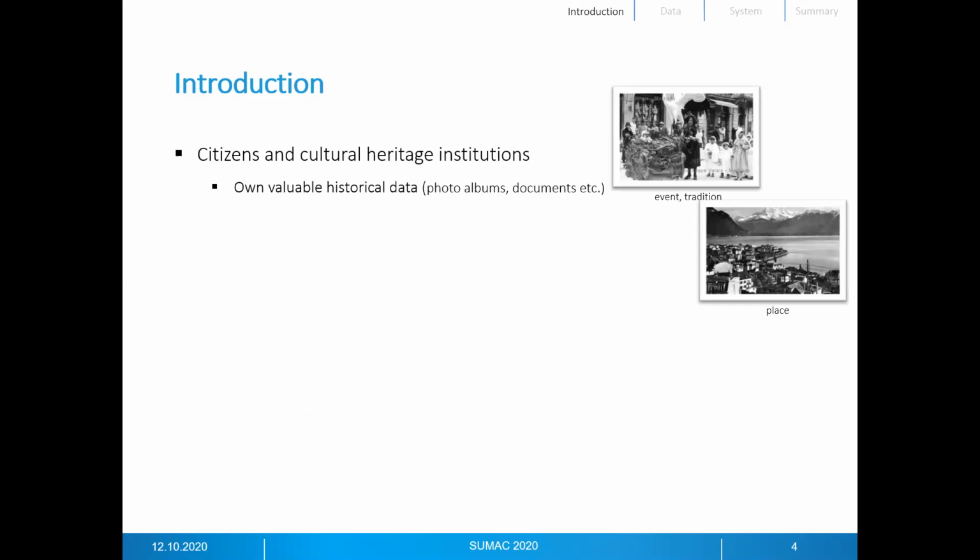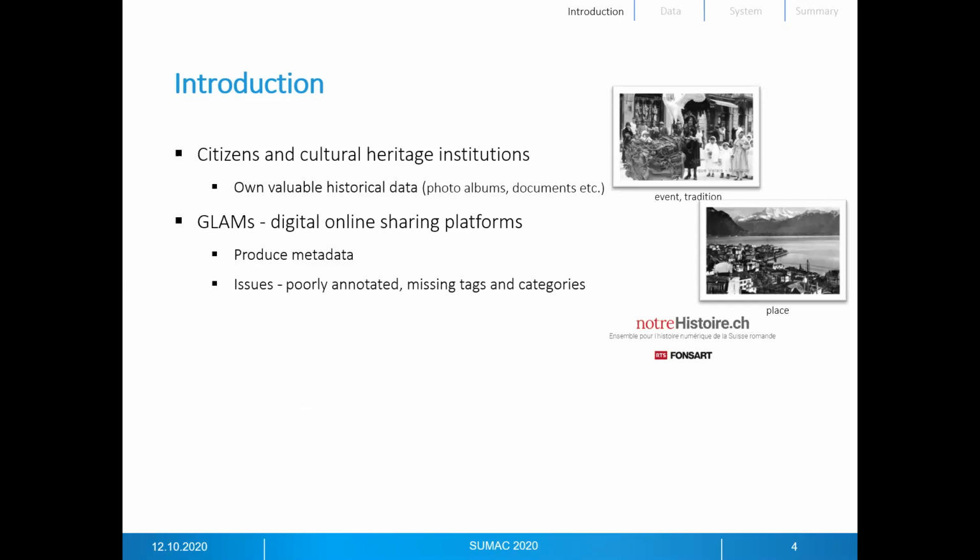Citizens and cultural heritage institutions have crucial roles to play for transferring historical information between generations and civilizations. Many citizens own valuable data, such as photo albums or audio and video archives, that can be of great public interest. Considering the advances of internet technology, many cultural heritage organizations like galleries, libraries, archives, and museums motivate digitizing and sharing their collections via online platforms.